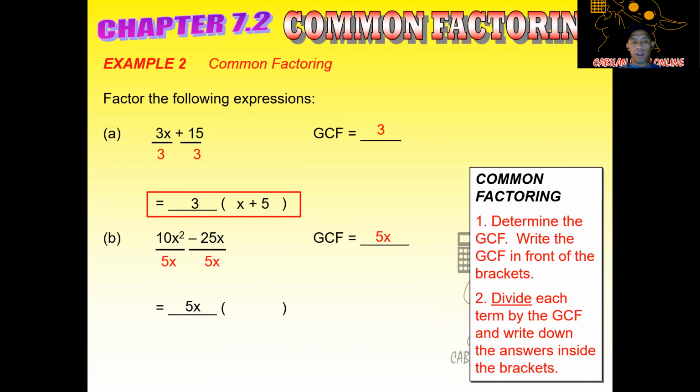So altogether over here, we get an answer of 2x, because 10 divided by 5 is 2, and then x squared over x just gives me the x. All right, now this next one over here, negative 25x over 5x. So remember, we have negative 25 divided by 5, which gives us negative 5.